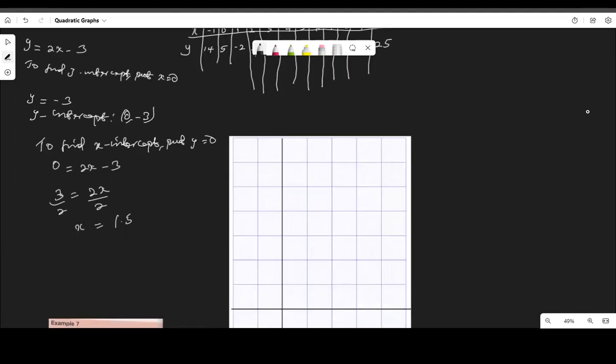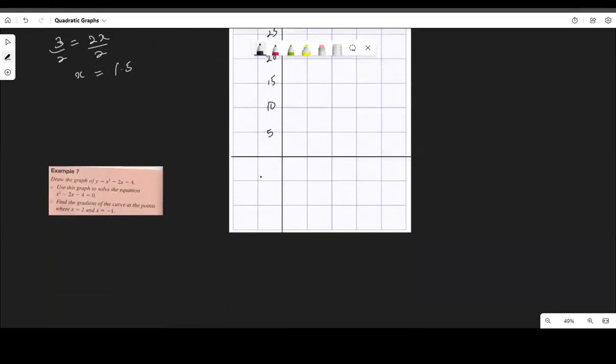So let's choose a scale based on the values we have. Because I have so much positive value on the y-axis, let's say we use 2 centimeters to 5 units. So if here is 5, here will be 10, here will be 15, 20, and 25. So let's do that: 5 here, 10 here, 15, 20, and 25. Here will be negative 5, negative 10, and negative 15.